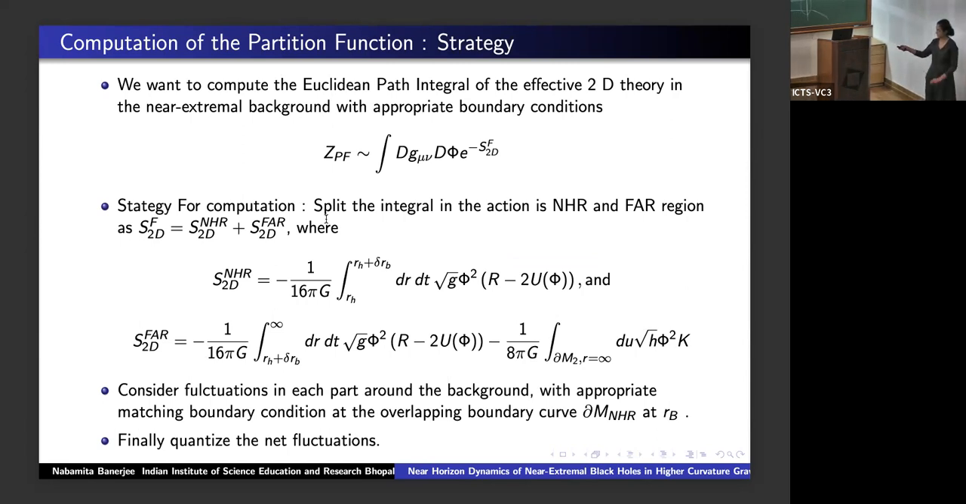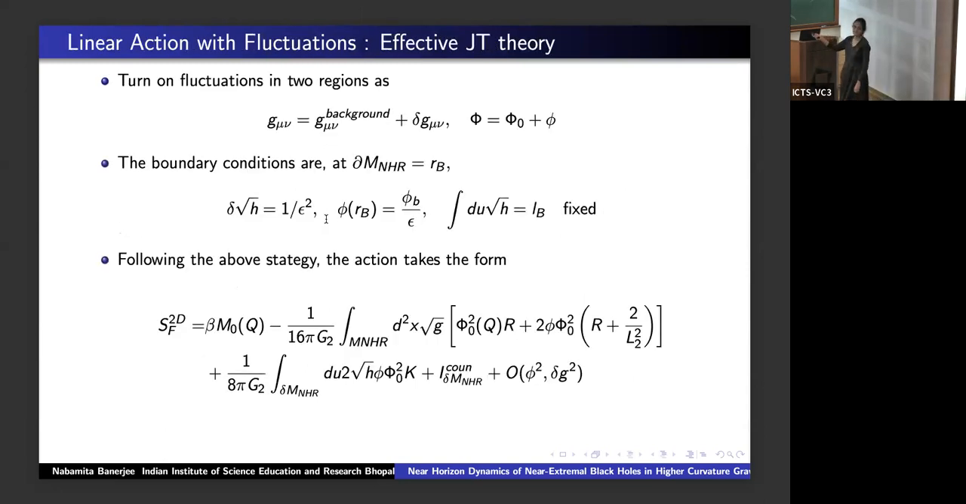This is full R. Here this is the action. This is the 2D R. U of phi is a non-trivial phi dependent potential, which involves no derivative of phi, but higher powers of phi. What one does is expand it around the background. And when one does that, one sees that to linear order, it looks like JT.